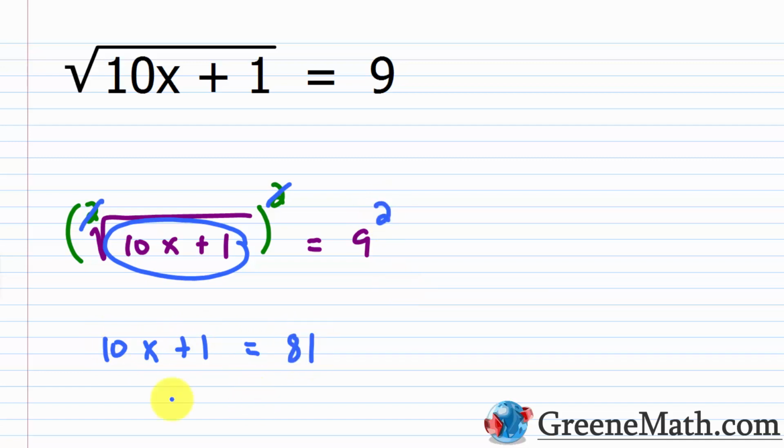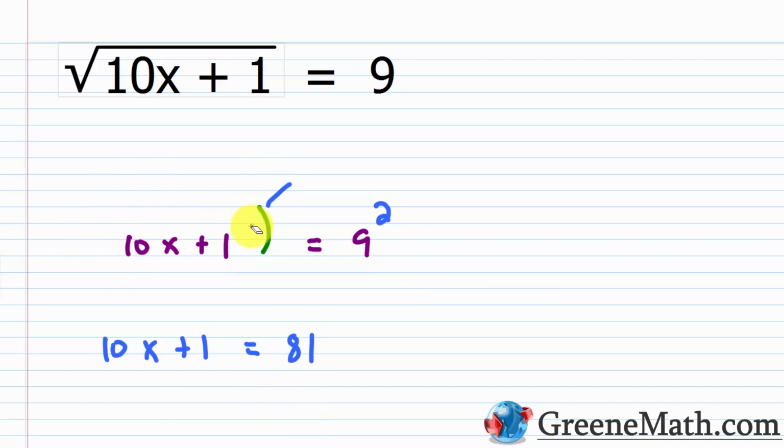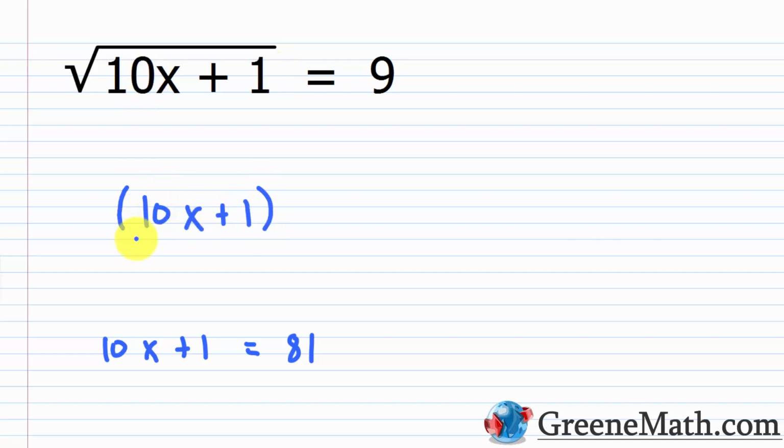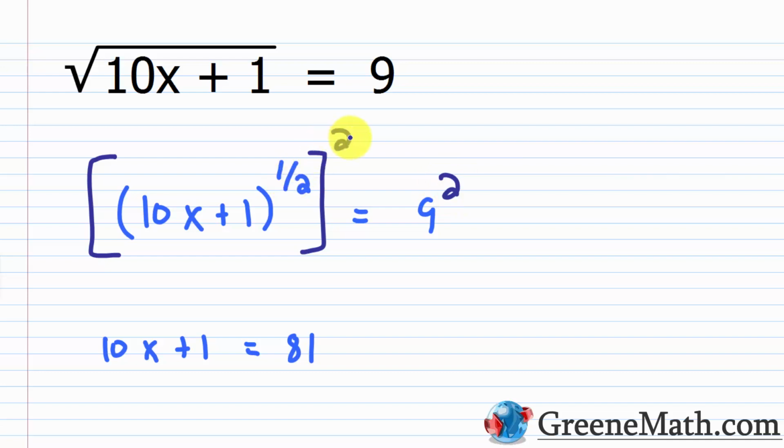Another way to think about this before I go further, remember you can always write this in exponential notation. If you're struggling, you can say this is 10x plus 1 raised to the 1/2 power, and this is equal to 9. I haven't done anything illegal. I just wrote the square root of 10x plus 1 as that quantity raised to the 1/2 power. Now if I use the power to power rule here, it becomes very clear. 1/2 times 2 is basically 1. So this becomes an exponent of 1. That's how I know I'm getting my 10x plus 1.